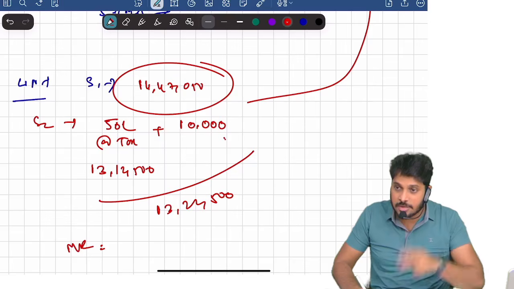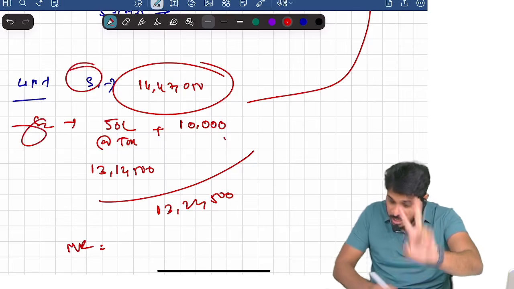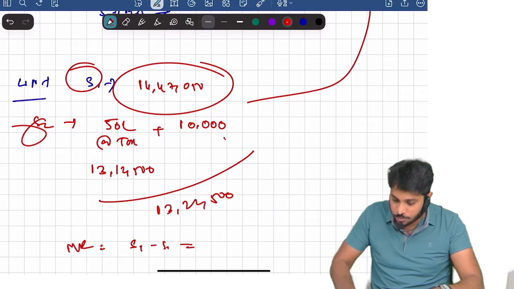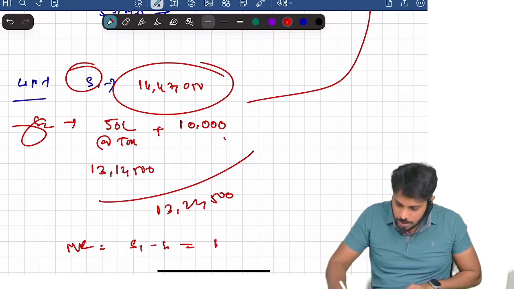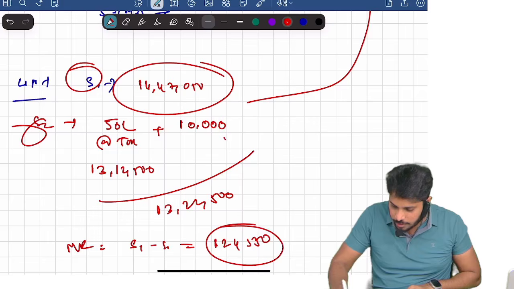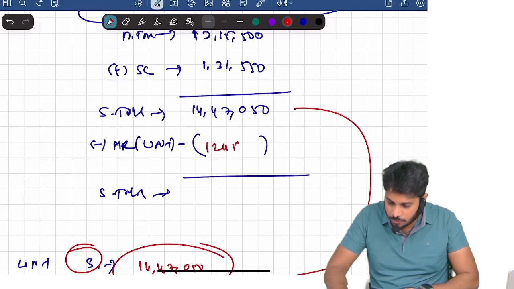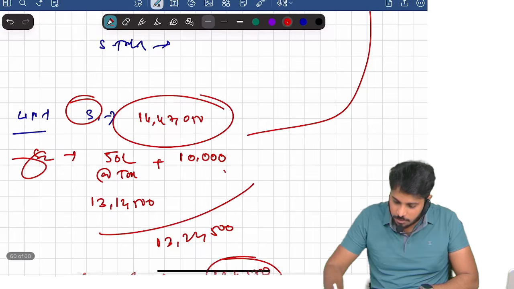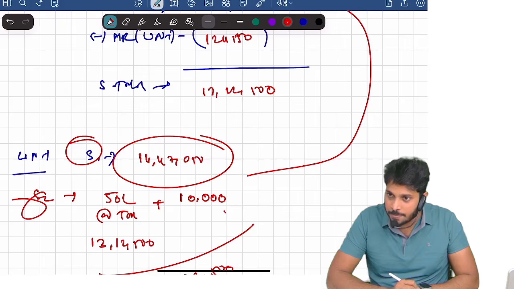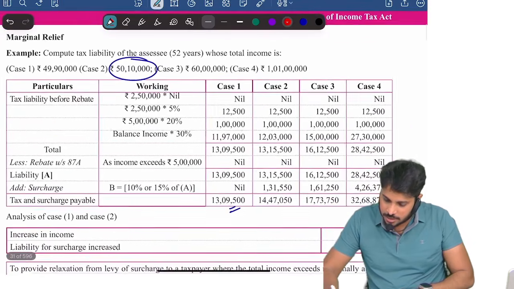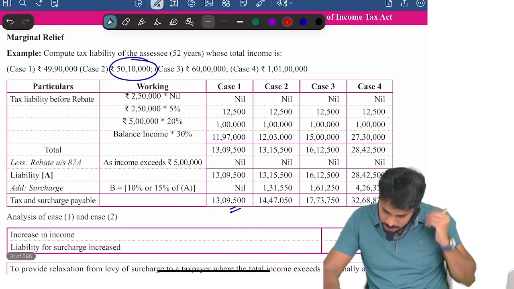Marginal relief is step 1 more than step 2? Yes. Therefore, relief is step 1 minus step 2, which is 14 lakh 47,050 minus 13 lakh 22,500, equal to 1 lakh 24,550. Yes or no? 1 lakh 24,550. Nothing but 13 lakh 22,500. Are you clear? So look at the answer. 13 lakh 22,500.